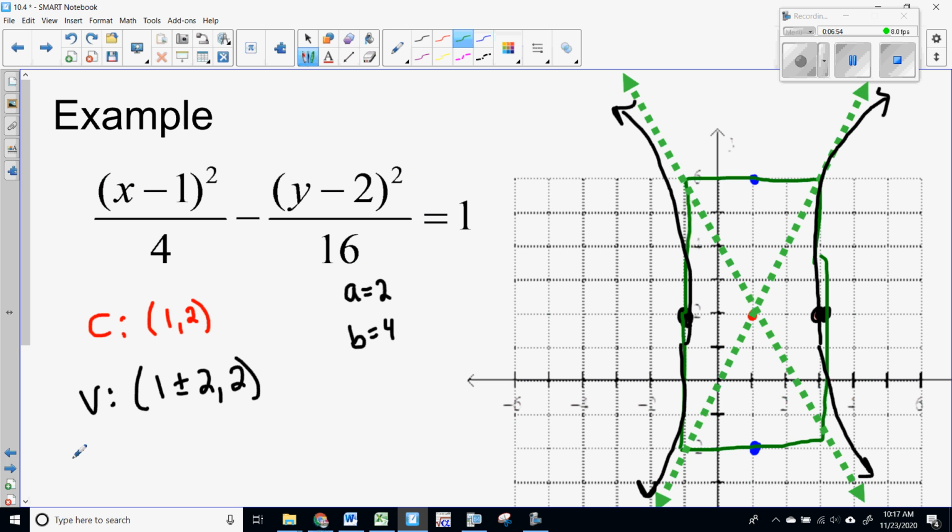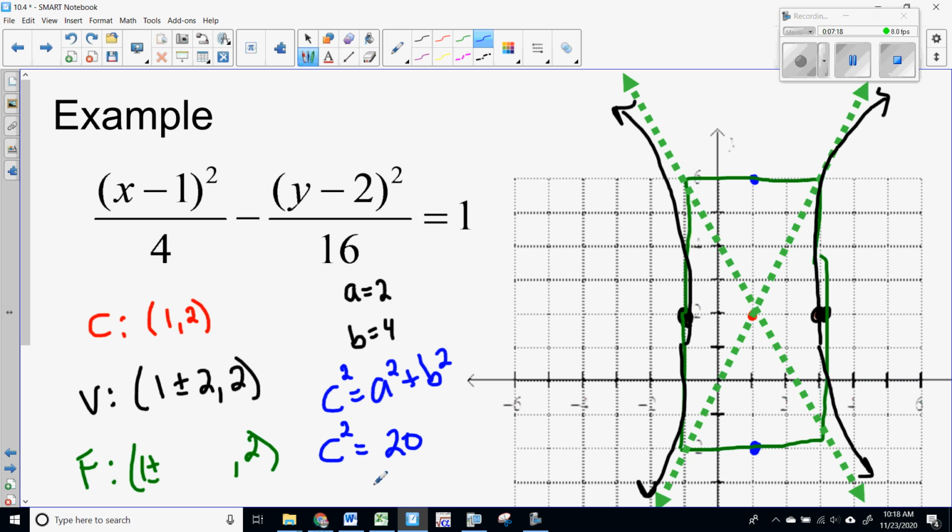The last thing here I need is the foci. And to find the foci, I'm going to add and subtract c. Now, you remember c squared is a squared plus b squared, because there's a minus in the middle, it's the opposite. So c squared would equal 20. So c is the square root of 20.